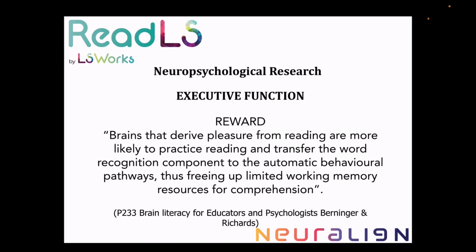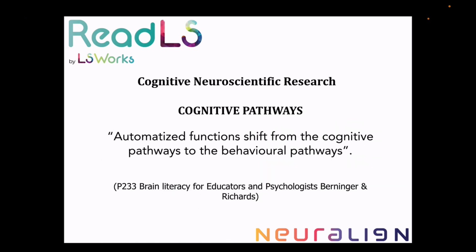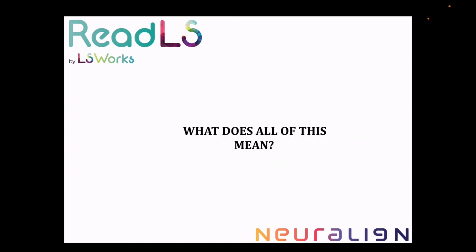We also know brains that derive pleasure from reading are more likely to practice reading and transfer the word recognition component to the automatic behavioral pathways, thus freeing up limited working memory resources for comprehension. The automatized function shifts from the cognitive pathway to the behavioral pathway. It just gets automatized. So what does this mean?